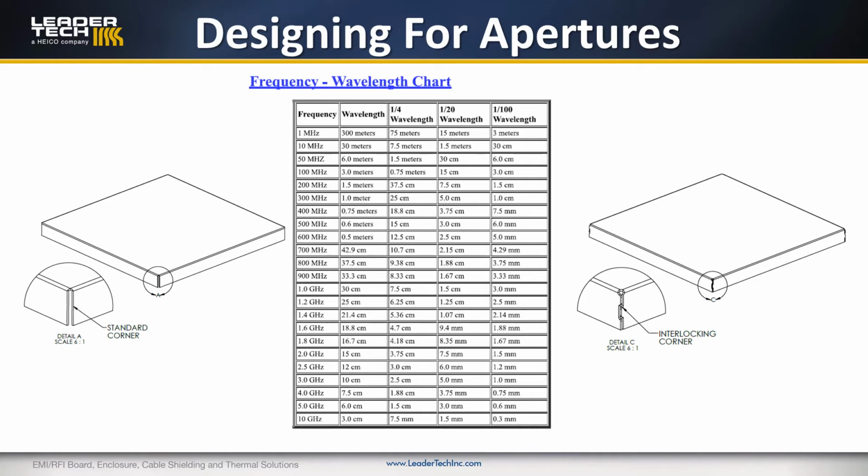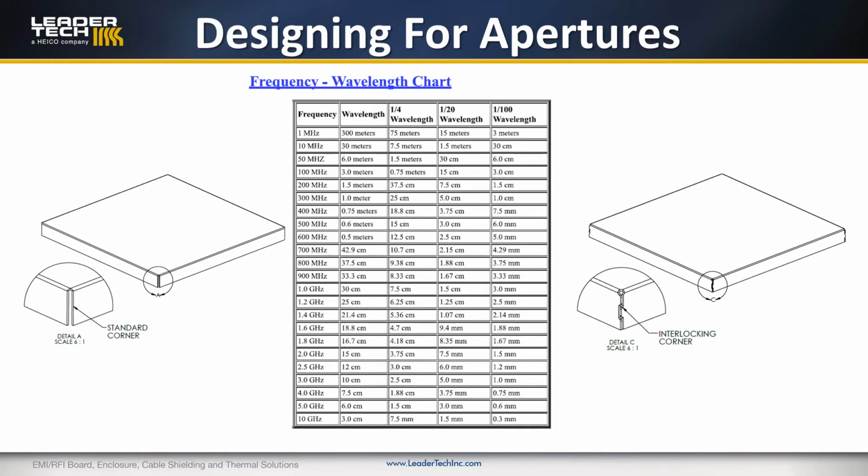So for the shield on the left, we've got just a standard corner. With the standard corner, it's cheap and easy to manufacture, but you're limited by the height of the shield. So if you had a 5 gigahertz frequency in this shield, the maximum that wall could be would be 3 millimeters. Otherwise, you're going to release signal and reduce your shielding effectiveness.